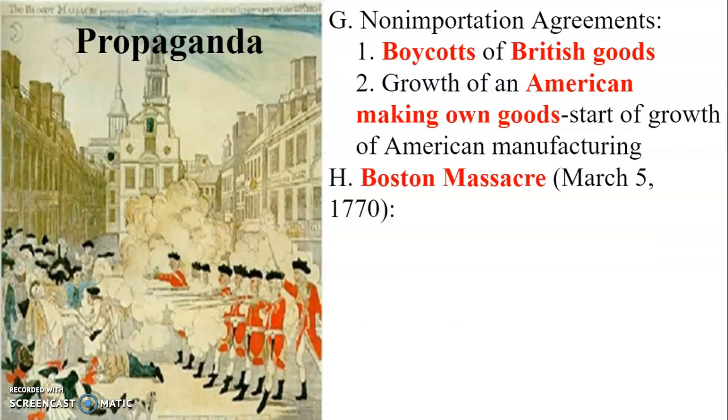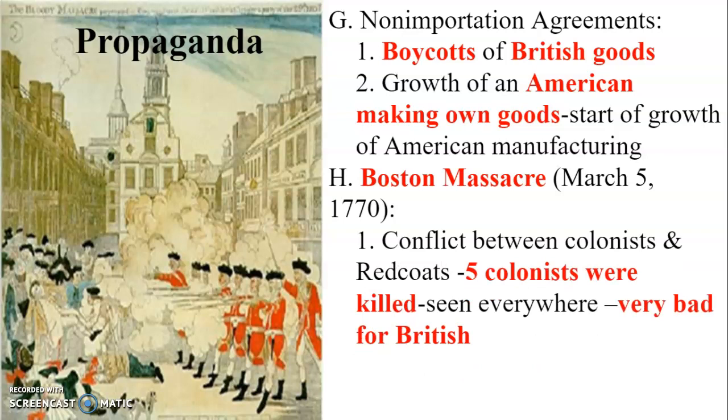We have the Boston Massacre of 1770, where a conflict between the colonists and the Redcoats led to 5 colonists being killed. And this was used as propaganda by the Sons of Liberty to make the British look bad. And the political cartoon reflects that. Five colonists were shot in this confrontation, and it made the British look very bad. They're killing their own people.